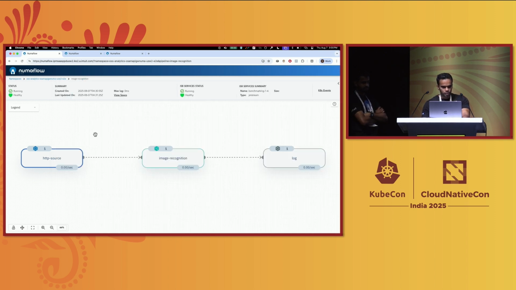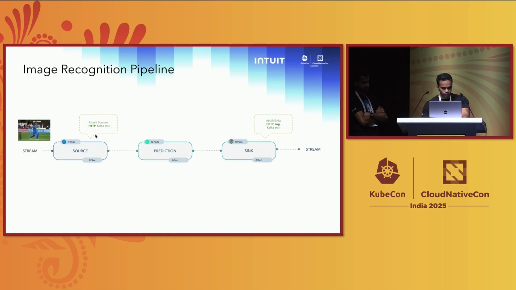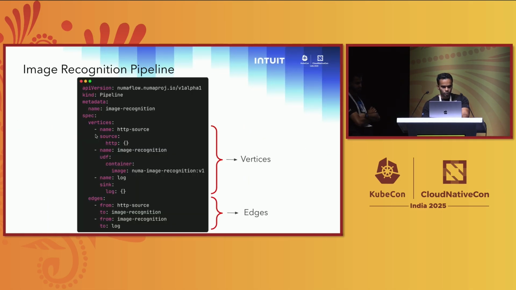Okay, now let's go back to the slides. So now let's see how we can build such a pipeline. We have a custom resource called a pipeline, which has two major components. One is the list of vertices, and the second part is the list of edges.